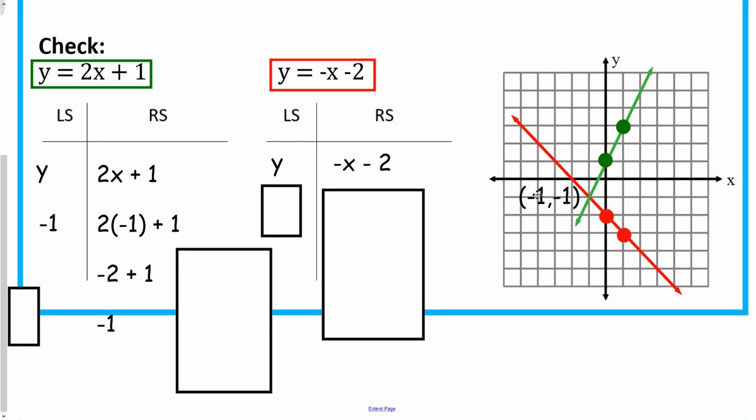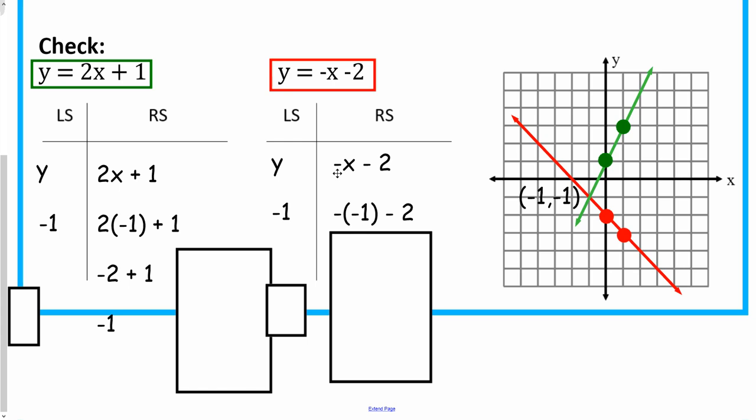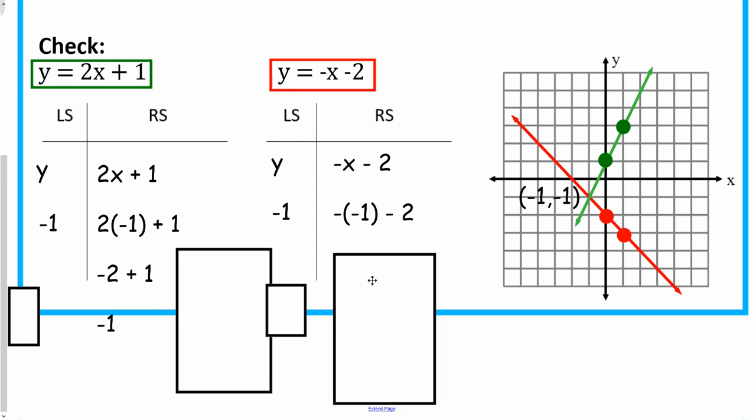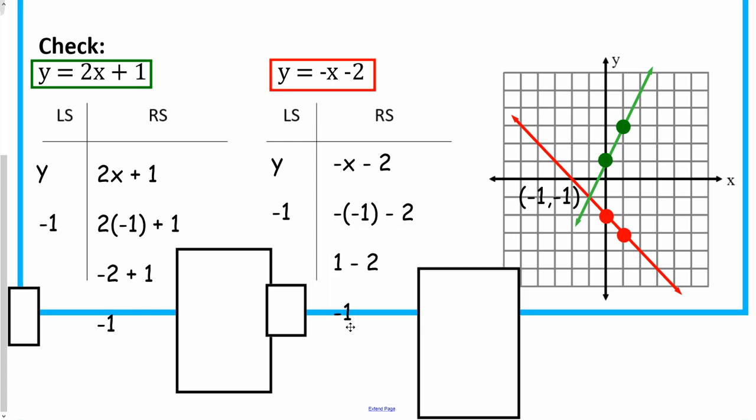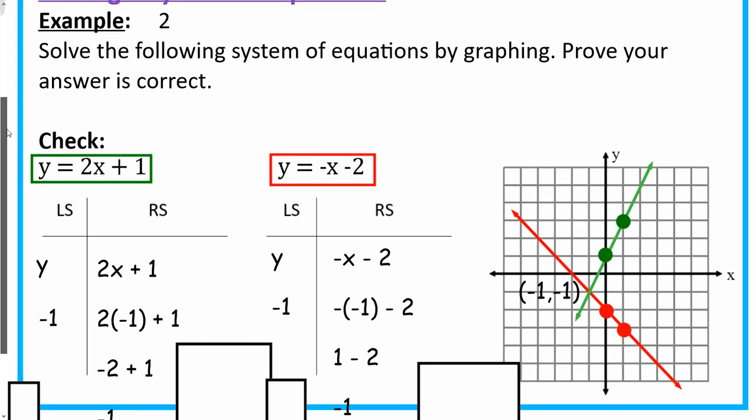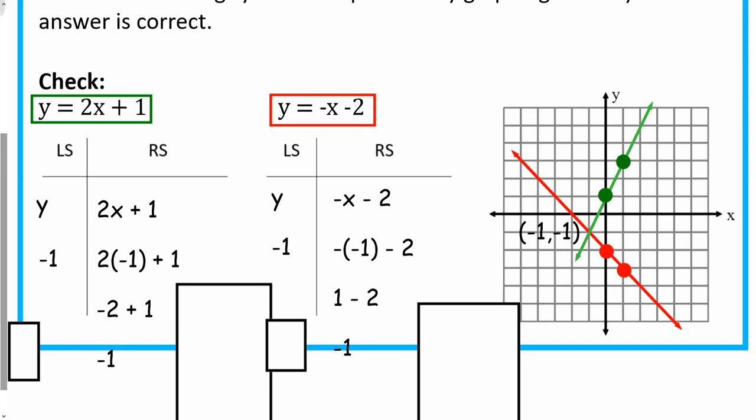So this point definitely lies on the green line. And let's see if it lies on the red line as well. So plug in -1 for your y and plug in -1 for your x. So here we have -x, and our x is -1. So you end up with two negative signs, so be careful. -1 times -1 is +1. Subtract 2 is -1. And it satisfies the other line as well. Okay, there we go. So we've definitely proven that our answer is correct.